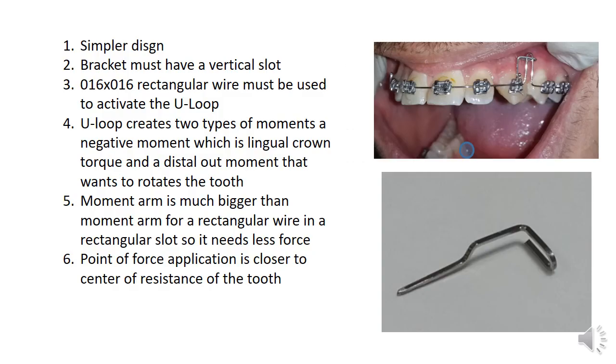Then the U-loop is rotated up and the activation stick is inserted in the vertical slot of the bracket to hold back the U-loop. The force generated by the U-loop not only creates a favorable moment that wants to make lingual crown torque on the tooth, but also makes an unfavorable rotation moment that wants to rotate the distal side of canine out because the point of force application is distal to the center of resistance.